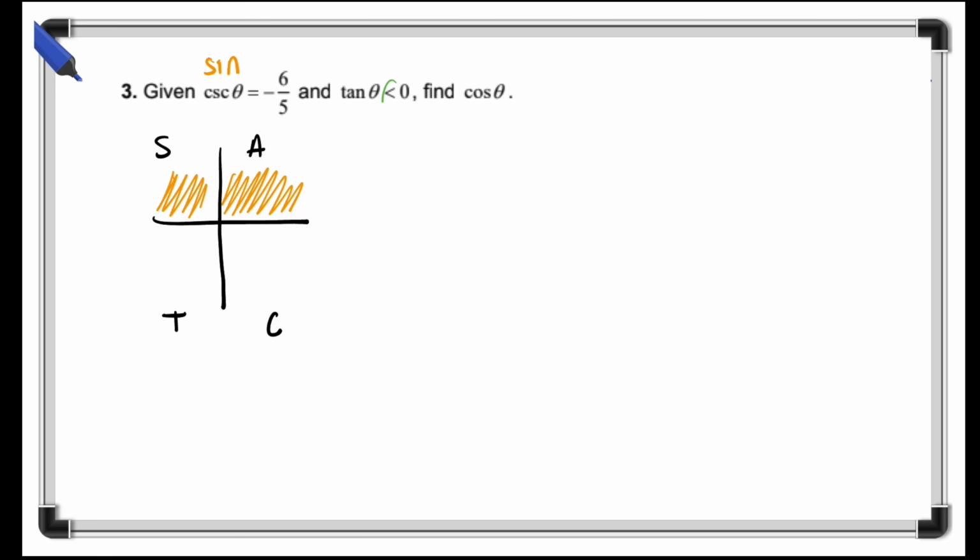And tangent is going to be less than 0, so tangent has to be negative, so we're not going to be in quadrant 3. So we're going to draw our triangle in quadrant number 4. Now, what we're going to do is say, okay, well, I know that cosecant of theta is negative 6 over 5. So reciprocal over 5, that means I have hypotenuse over opposite. So my hypotenuse is going to be 6, and the opposite is going to be 5.